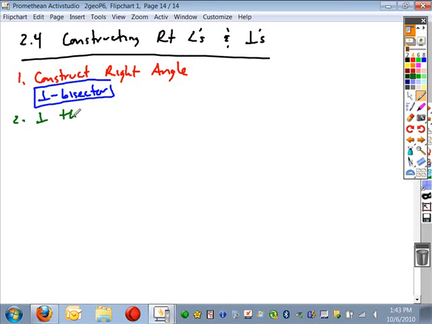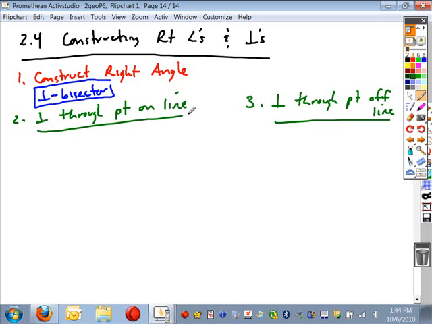So perpendicular through a point on a line, or perpendicular through a point off a line. Okay, now you've got one of two ways to construct another way to construct a right angle. Okay, each of these are based also strictly on perpendicular bisector. So your steps for these two are exactly the same. The only difference comes in what it might look like.